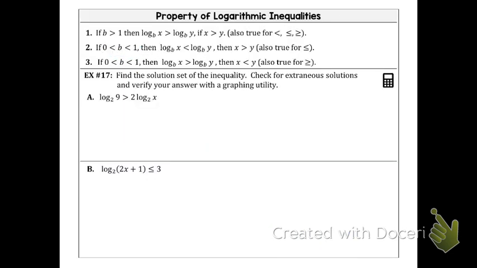All right, properties of logarithmic inequalities here. So if your base is greater than 1, if you have log base b of x greater than log base b of y, that's if x is greater than y. That's also true for less than or equal to, or greater than or equal to. So if my base is greater than 1 on logarithms, it's the same as it was with exponentials, okay? The inequality sign will stay the same.